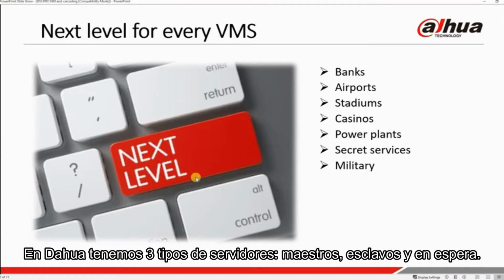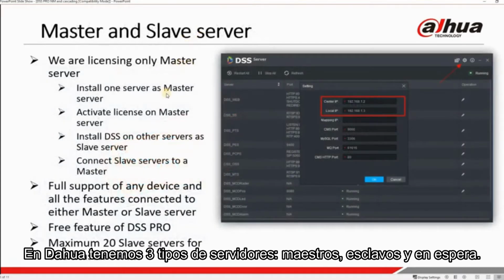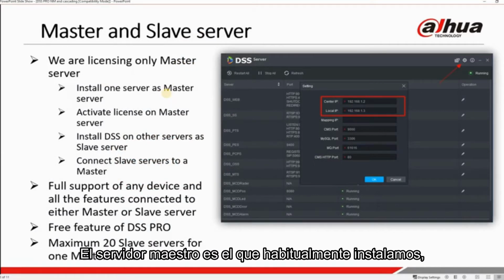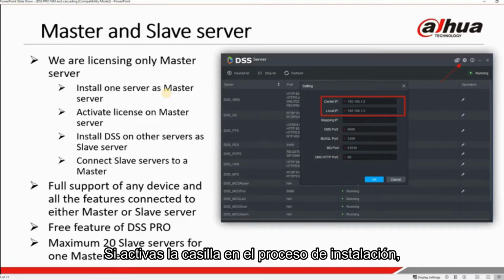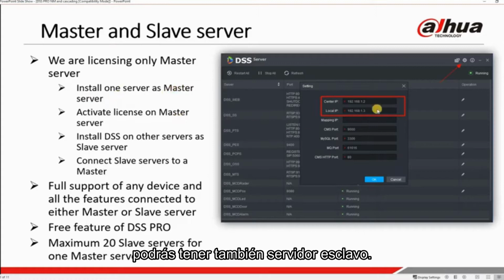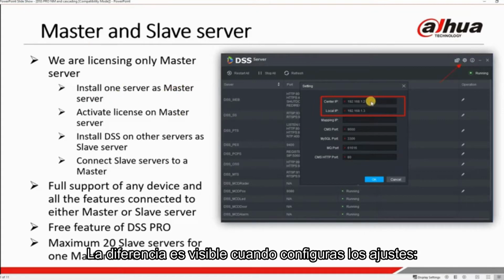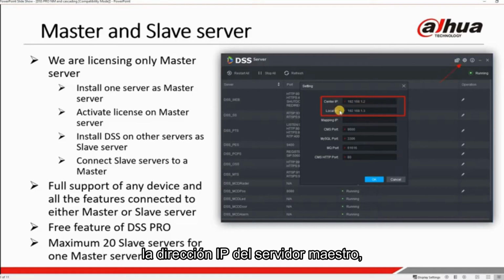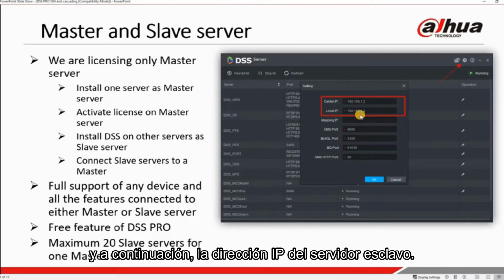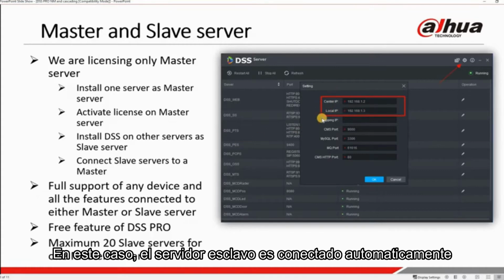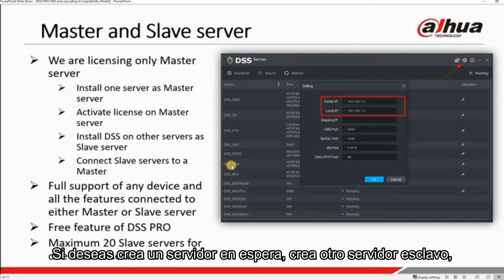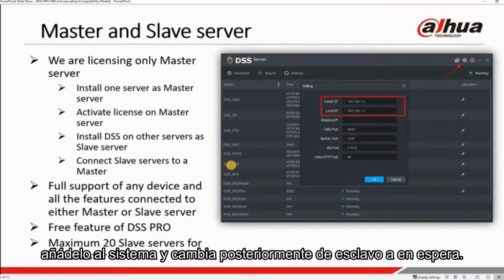In Dahua, we have three kinds of servers. We have a master server, we have the slave server, and standby server. The master server is the basic one which you need to install all the time. If you check one box at the installation process, you can have also the slave server. The difference is visible in the settings. You set up the IP address of the master server and then the IP address of the slave server. In this case, the server is automatically connected to its master server. If you want to have standby, you create another slave server which you add to the system, just you change it later on from slave to standby. I will show you how.